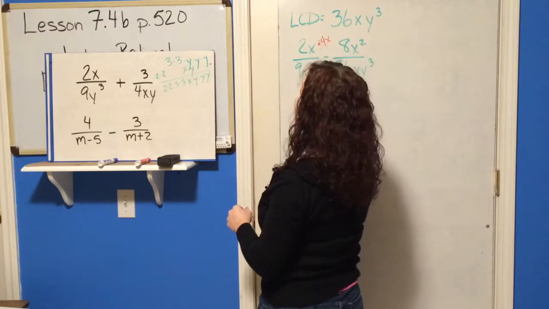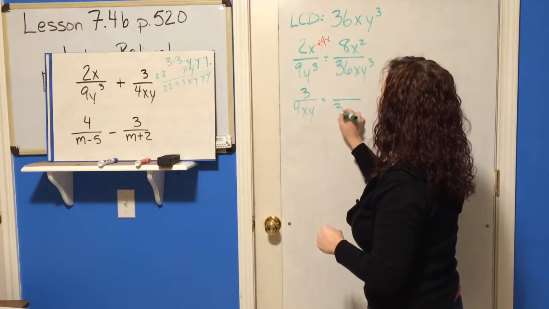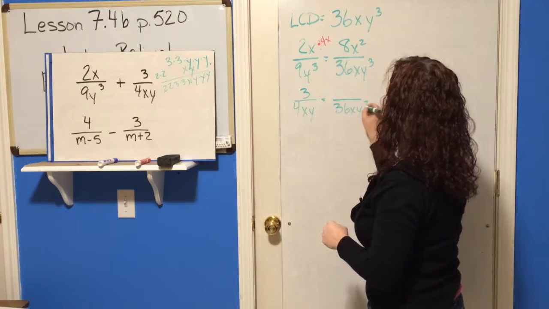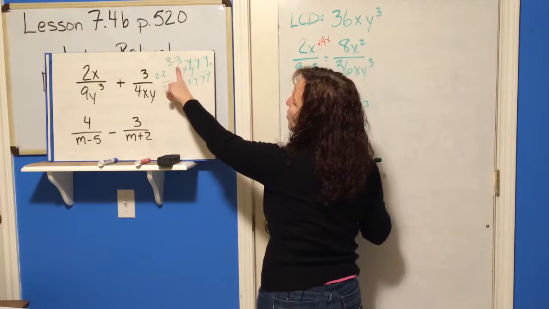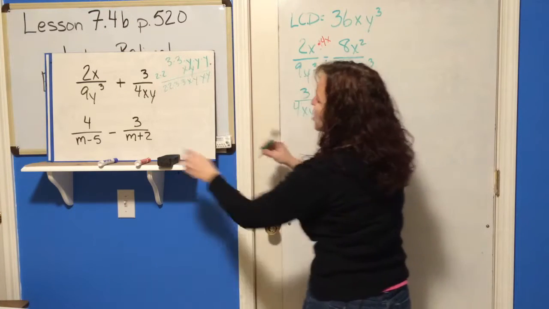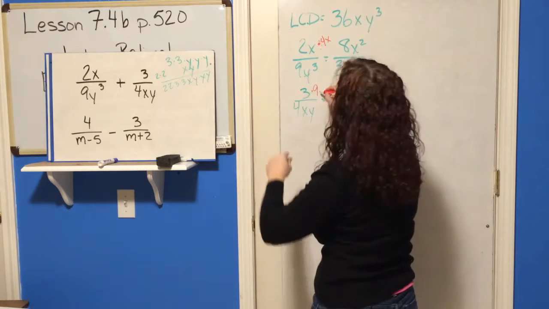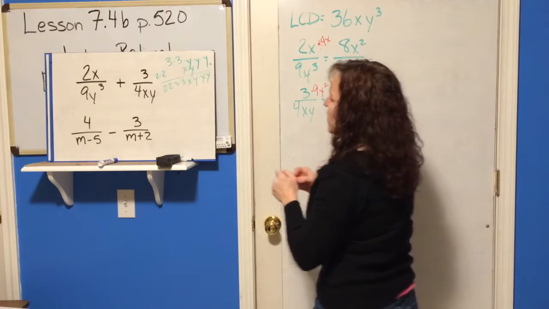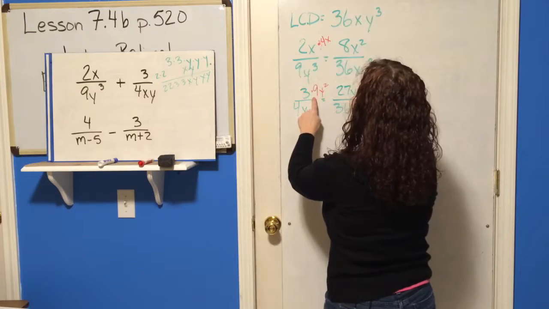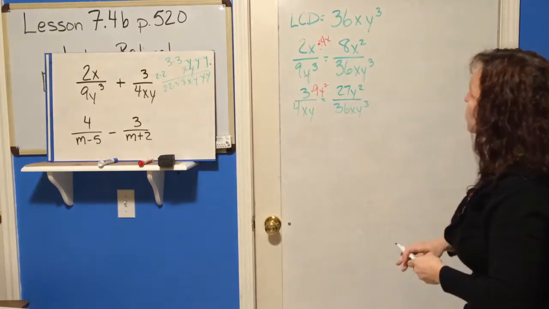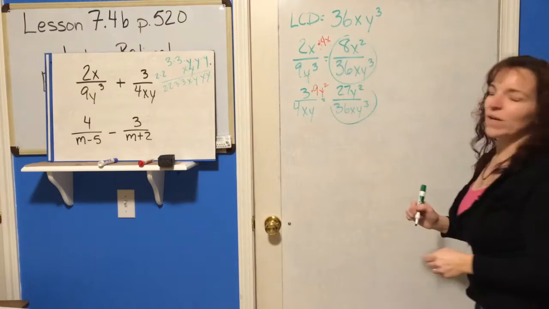The second fraction is 3 over 4xy. And we want that equal to something over 36xy cubed. And we need to look to see. So the extra parts are a 3 and a 3 and 2 y's. So we're going to multiply by 9 and 2 y's. So 9y squared. So 3 times 9 is 27y squared. So now these are the two fractions that we're going to add.